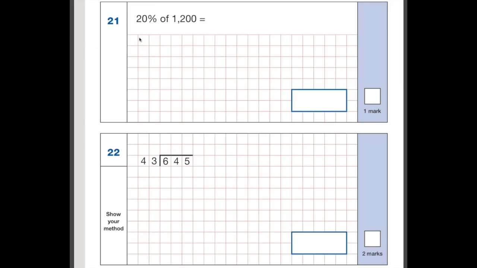Number 21 says find 20% of 1,200. Now the trick with this, I find, is to find 10%, and then we can add 2 lots of 10% together to make the 20%. So to find 10% of something, it's very simple. You just divide by 10.